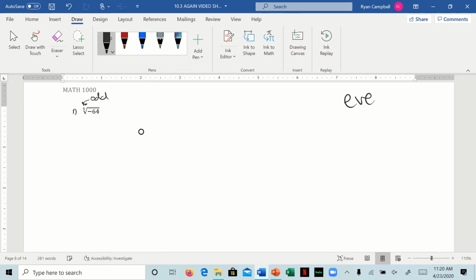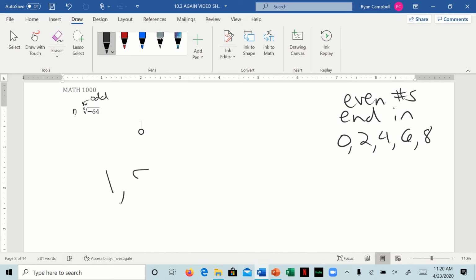Remember, even numbers end in either 0, 2, 4, 6, or 8. So if you have a giant number, right? So 1,576,998. How do you know it's even or odd? You look at the last number. If it's 0, 2, 4, 6, or 8, then that's even. If it's not, then it's odd. So 5 is not any of these numbers, so that's odd. So we can just bring out the negative.